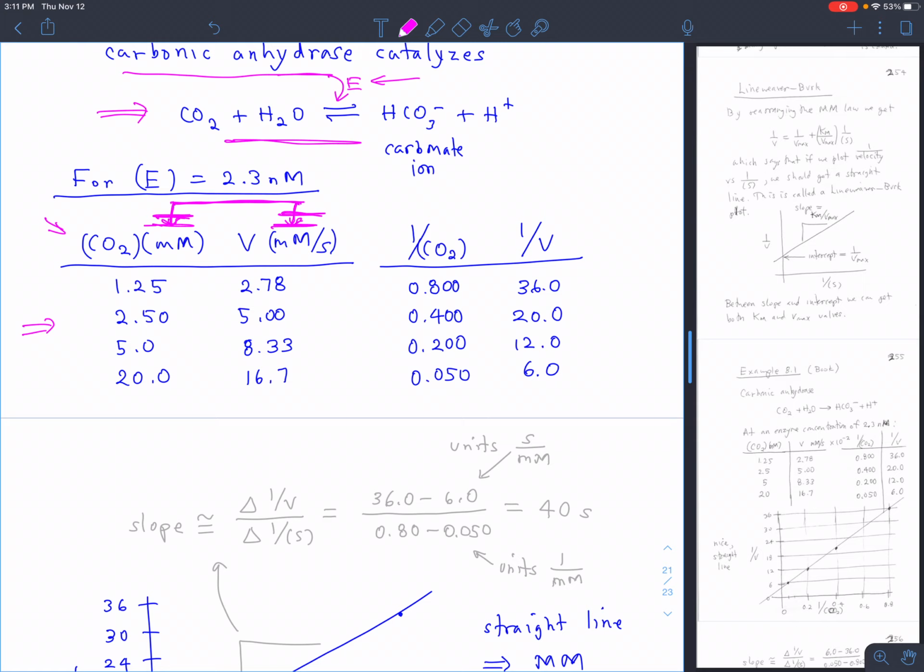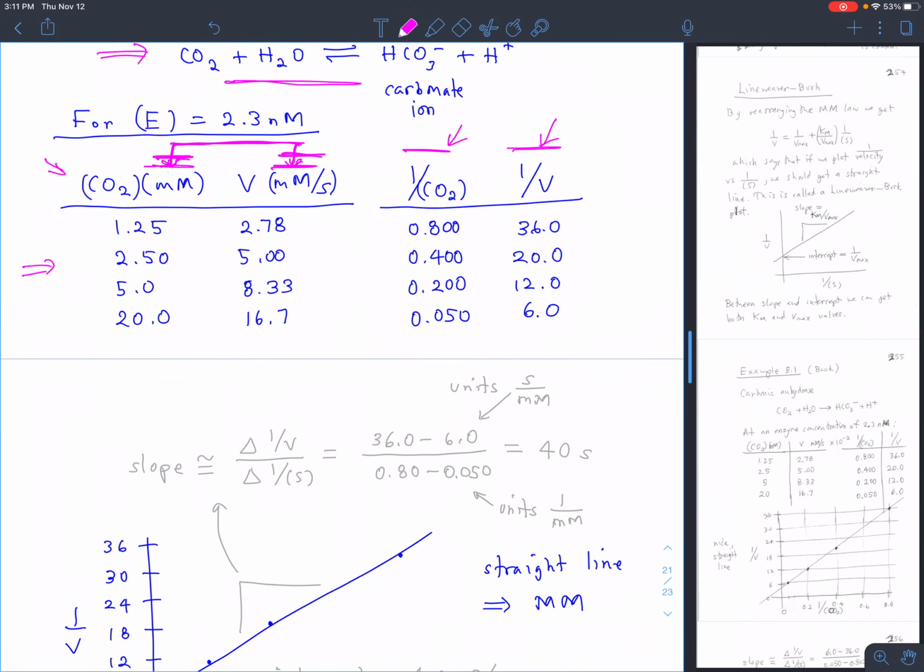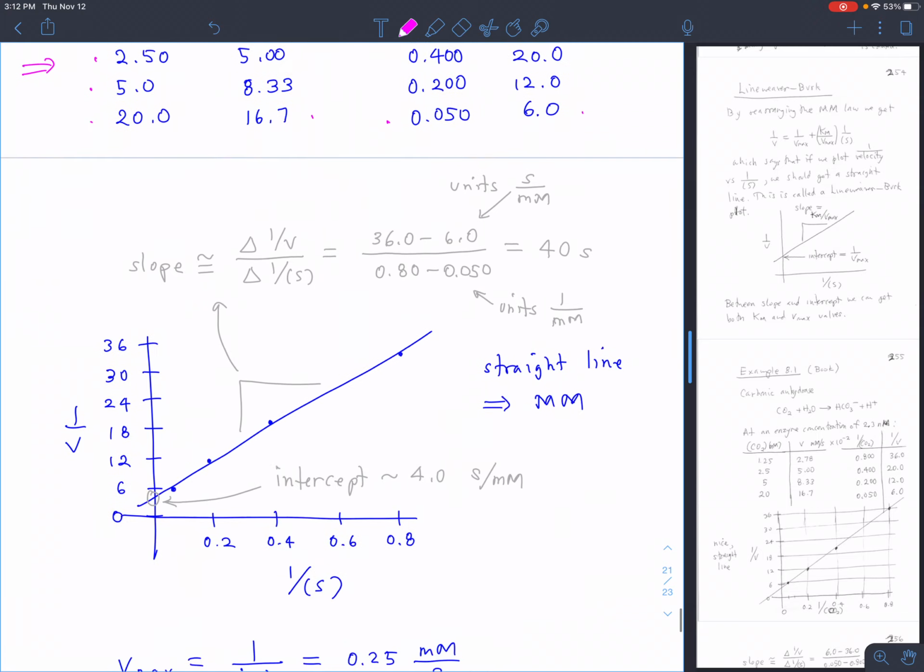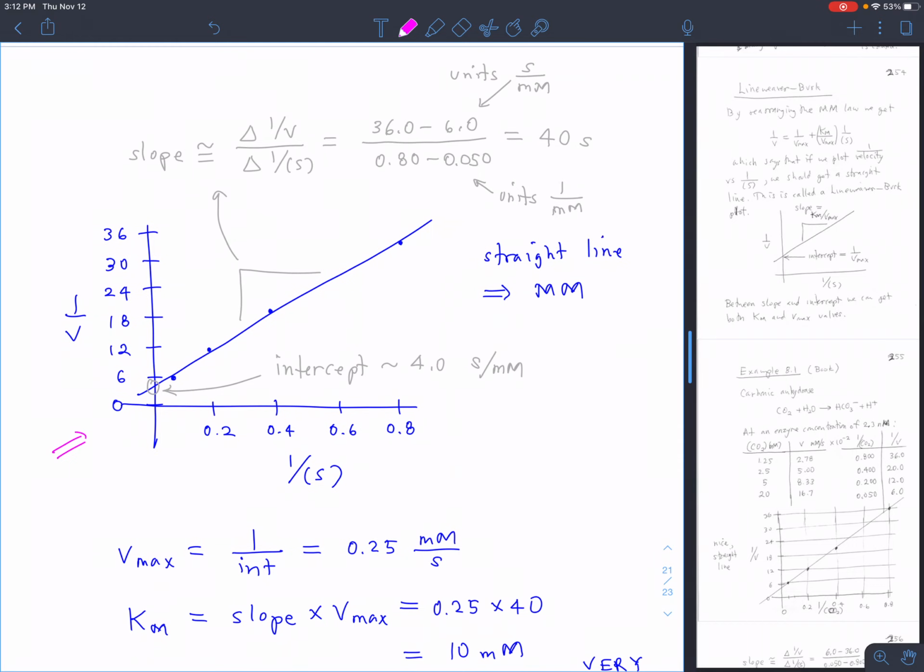Now, because I want to make a Lineweaver-Burk plot, I make two more columns, one with 1 over the carbon dioxide concentration, and one with 1 over the velocity. And so instead of 1.25 and so on, I get 0.8 going down to 0.05. And likewise, instead of 2.78 going up to almost 17, I start with 36 and end up at 6. And so I make a plot that looks like this, roughly, just drawn by hand.